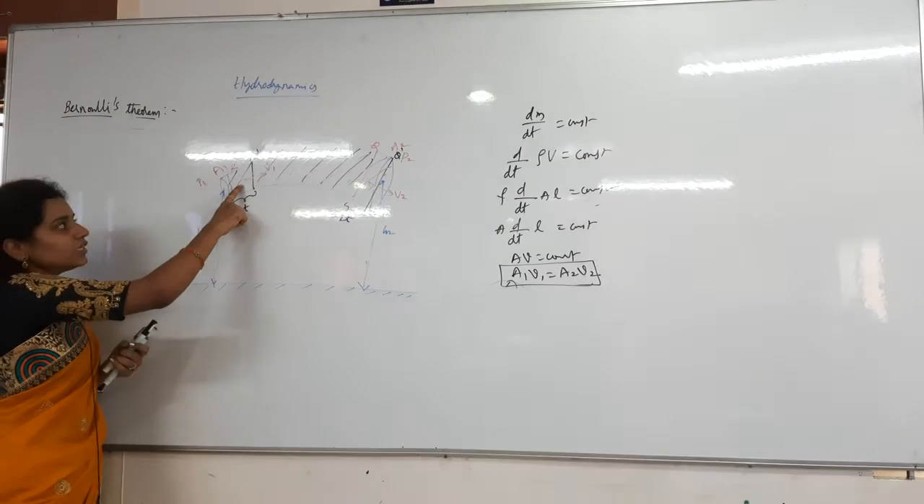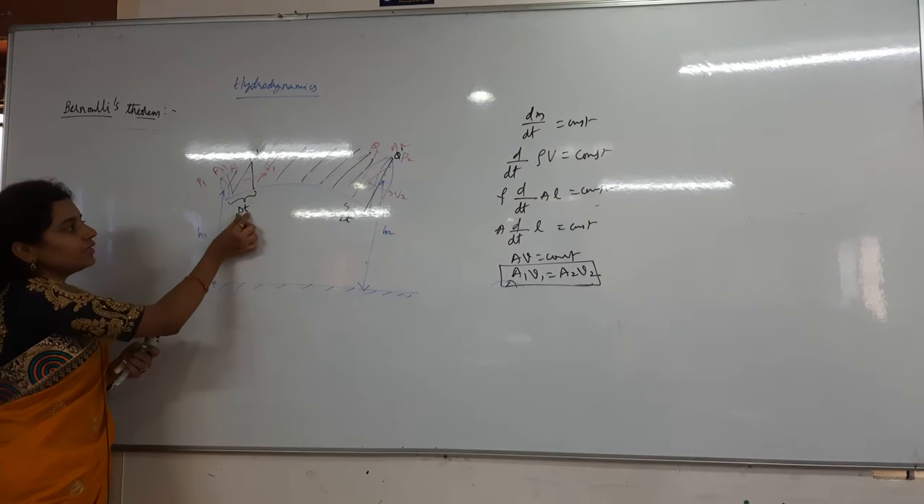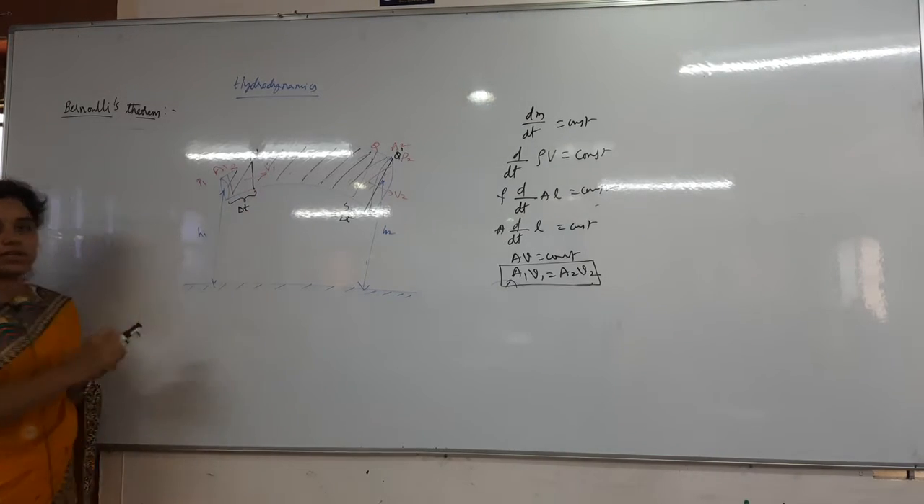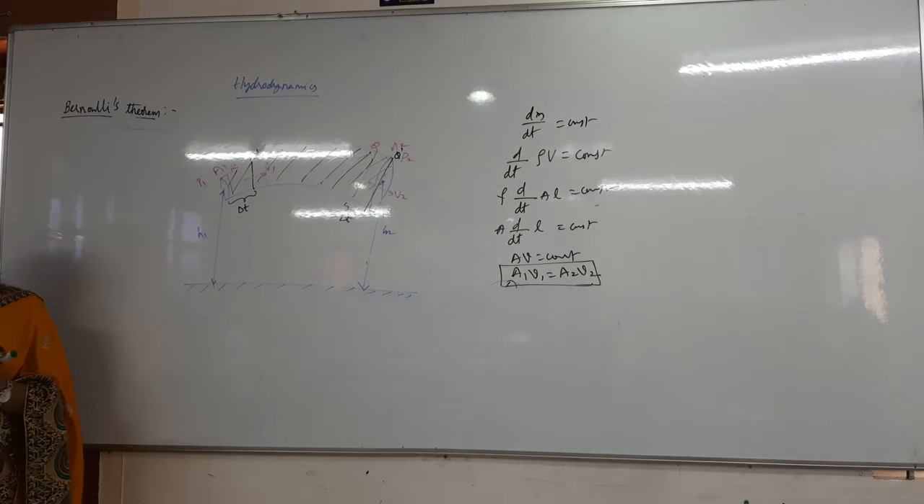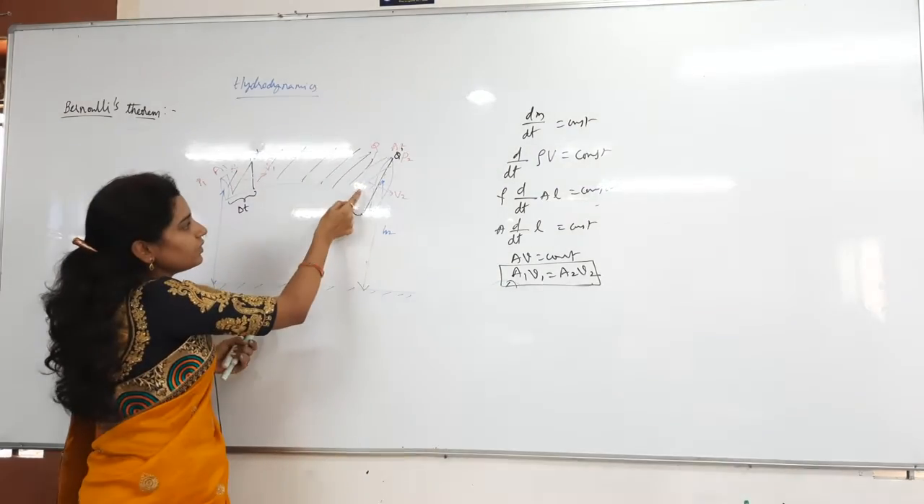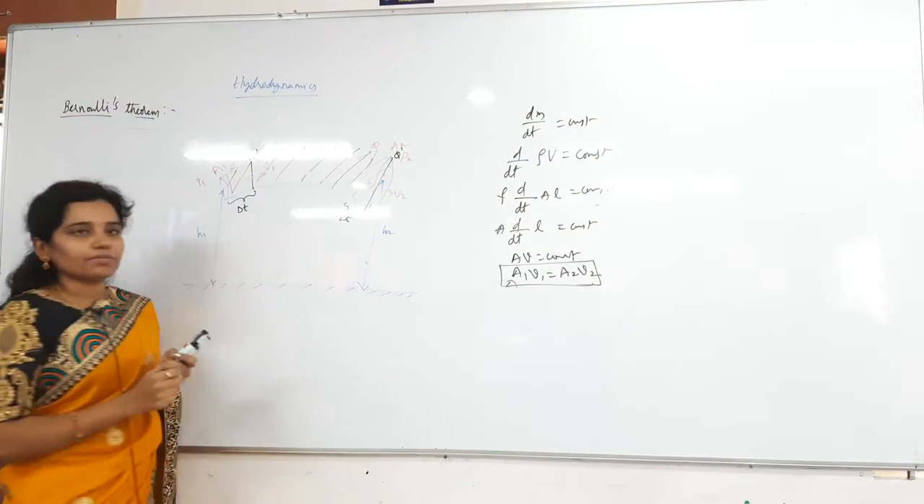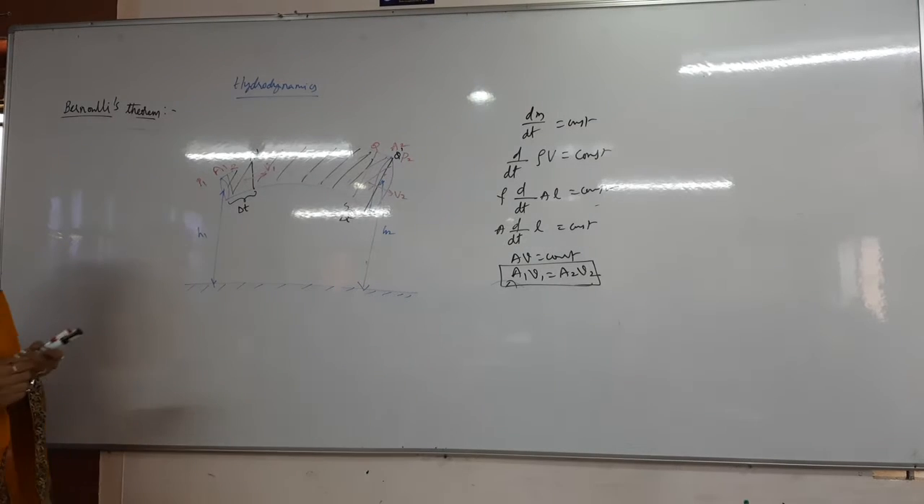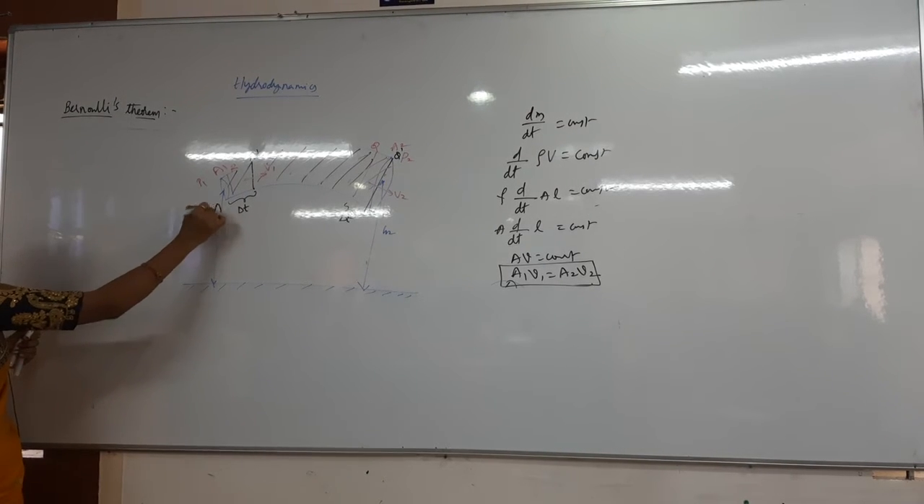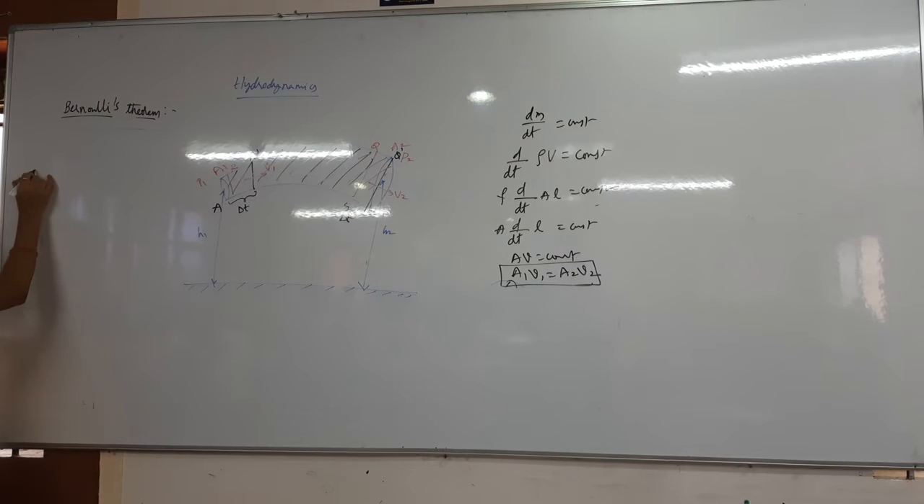Now here fluid is flowing with a velocity V1 in delta t time, and then flowing with a velocity V2 in delta t time again. So here what I am saying is, first of all, we will find out the work done at end A. What is the formula for work done?